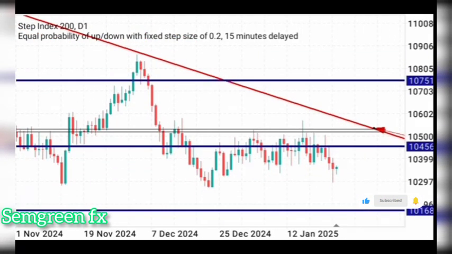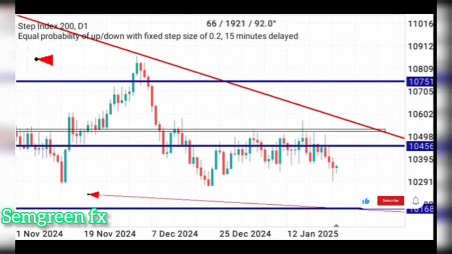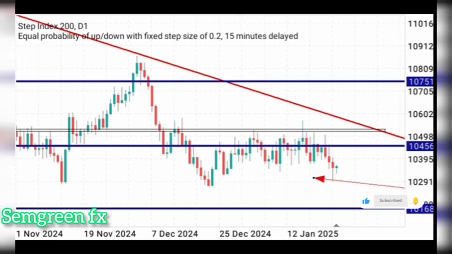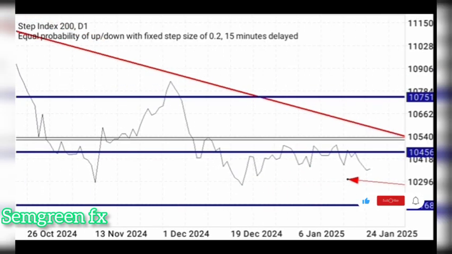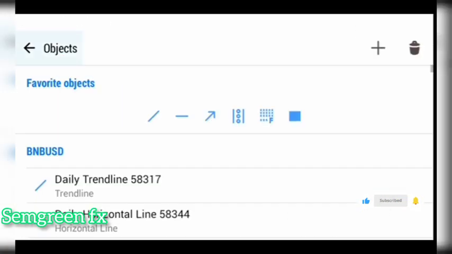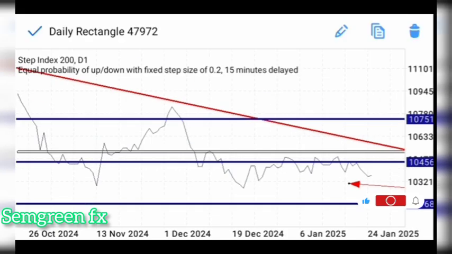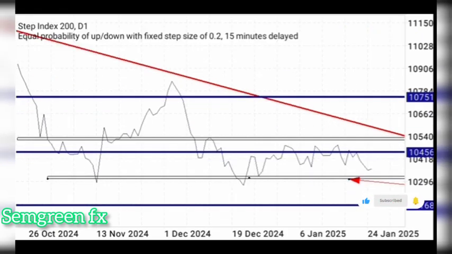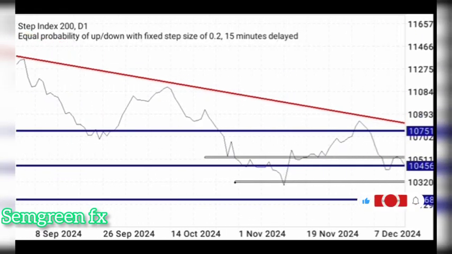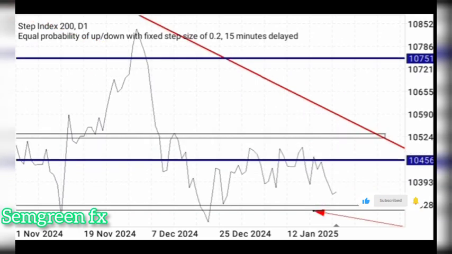So after spotting this, there seems to be some kind of support here. So I'm going to draw out the support from there. I switch to the line chart and I plot out my support. Okay, let me duplicate this. Perfect. So this is support. This is a nice support level here, a very nice support level.